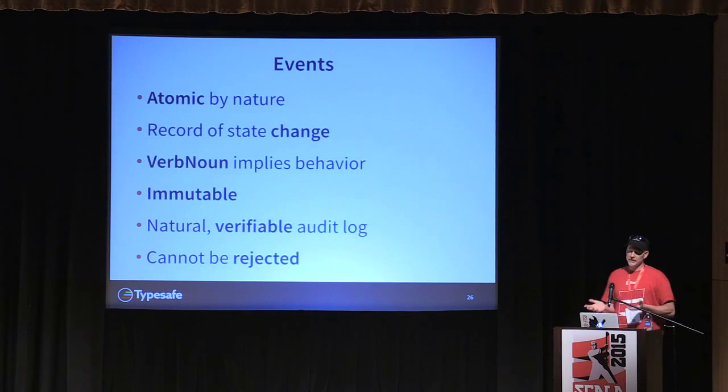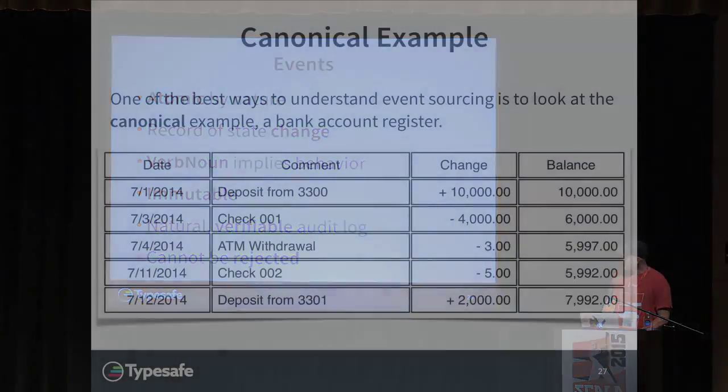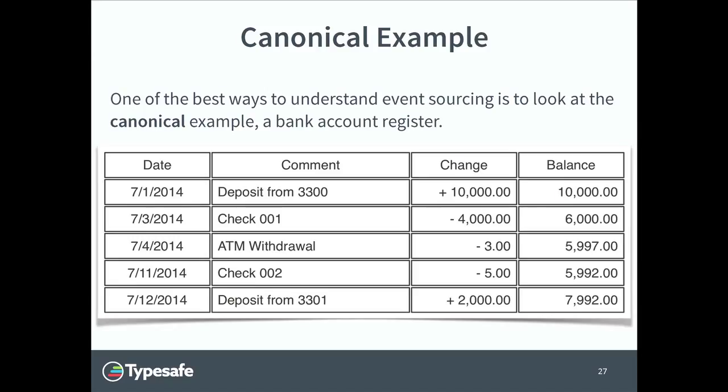And who decides that? The architect? He has an input or she has an input, but really the business has an input too. It's what's important for you to capture. So verb-noun implies behavior, they're immutable. The beautiful, beautiful thing about events and event sourcing is they provide a natural verifiable audit log. And in the energy industry, security is very important. And everything must be audited. So it's really nice when you walk out the door with a system that is a natural audit log without having to implement anything. That's the way your system was designed. As such, they also cannot be rejected.